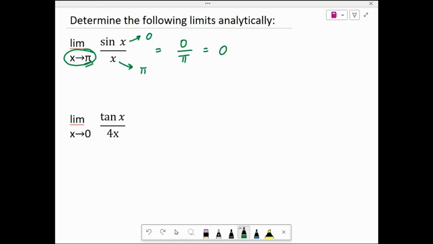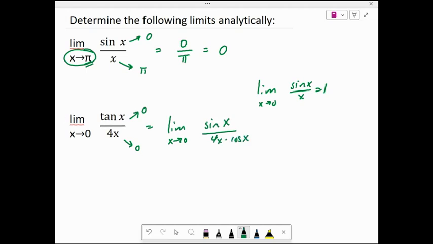Now in the second example, the tangent is 0, and 4 times 0 is 0. So we do have a 0 over 0 case. And even though tangent wasn't in our rule, we might still be thinking about using the sine x over x rule as x goes to 0, because tangent of x is really sine x over cosine of x. So I can rewrite this as sine x over 4x times cosine of x. And now this pretty much looks like the example we just did. The cosine is not really causing the problem. The 4 is not really necessary. We can separate those out.